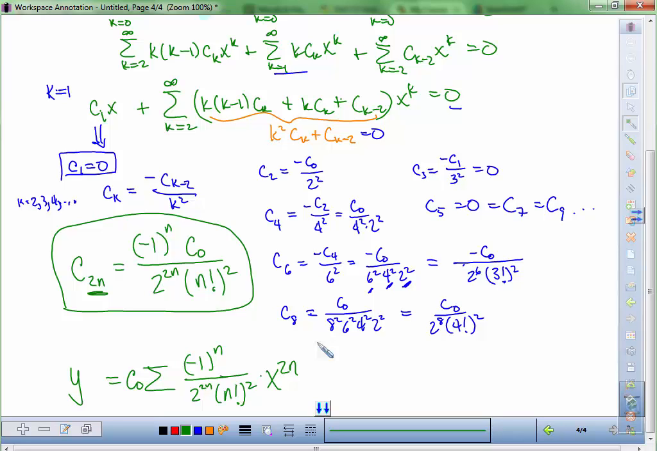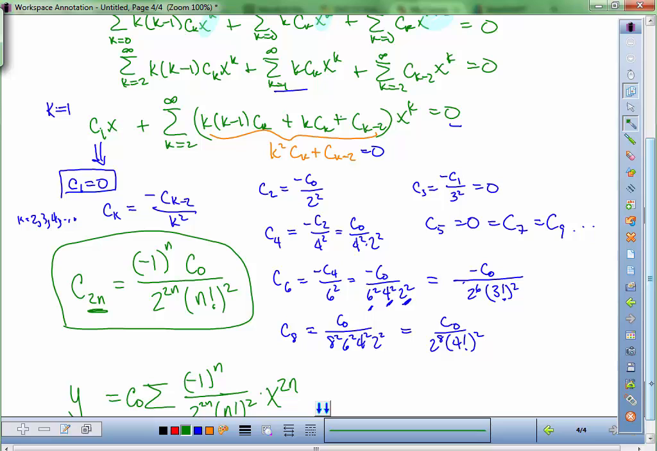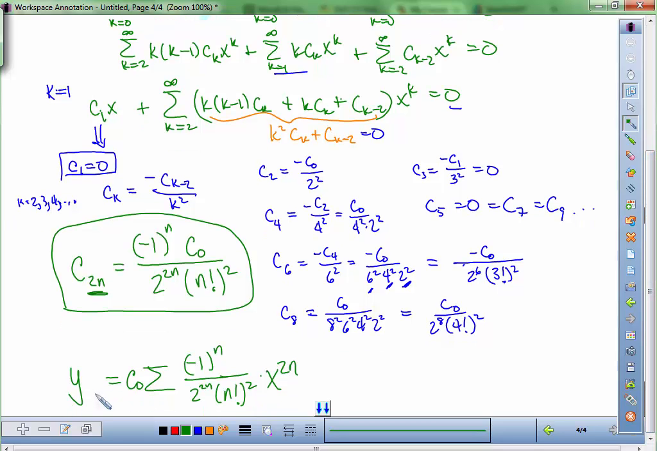Where did the R come from? Say it again? Where did the R come from? The R came in at the very beginning when R is equal to 0, when we did the indicial equation. All right. So this is y1.